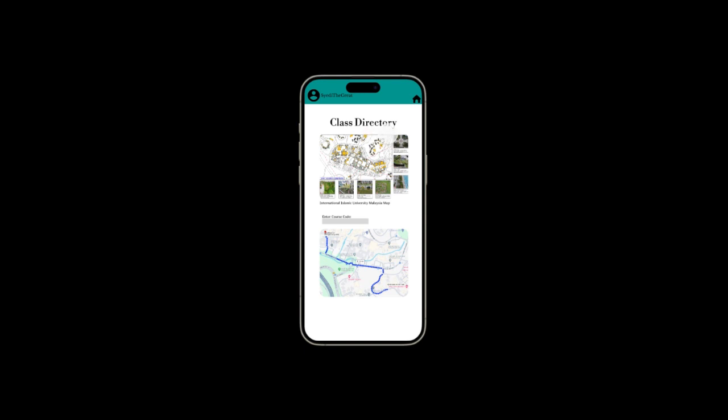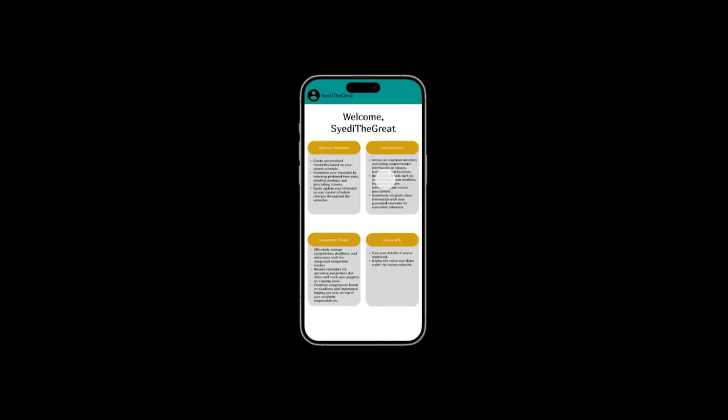Okay, here is the class directory and the map of International Islamic University Malaysia, IIUM. So we can enter your course code to get to know where your class is, and it will show you the map of the classes, and you can follow the map to your classes. And the third one, we move to the assignment tracker.